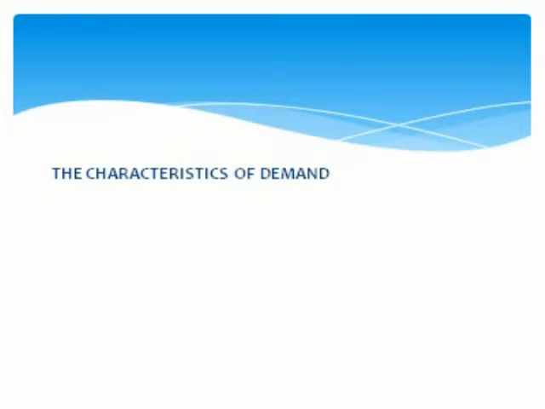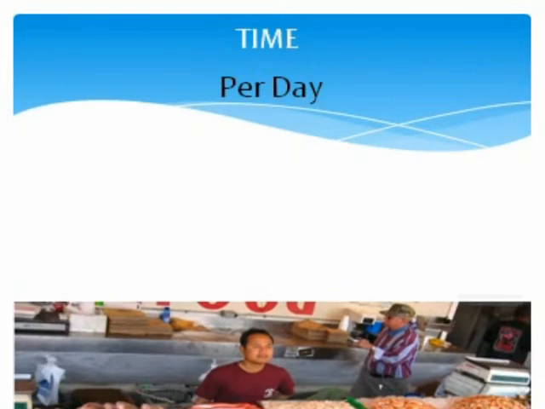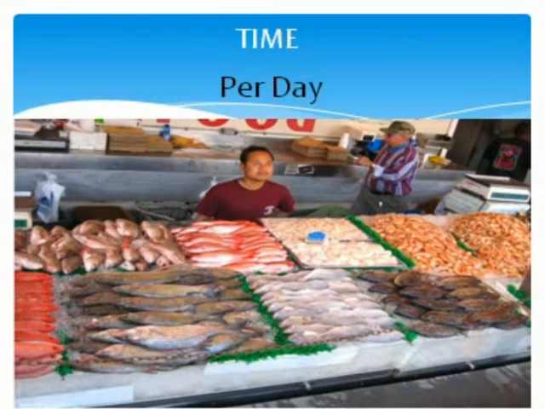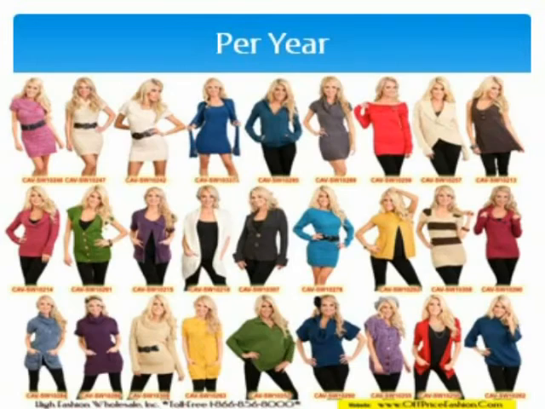Demand has four elements. The first one is price. Demand is always related to price. So, the quantity demanded depends upon the price. The second element is time. Demand always means demand per unit of time, per day, per week, per month or per year.